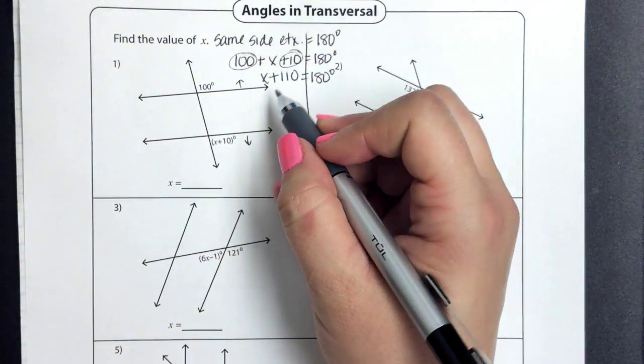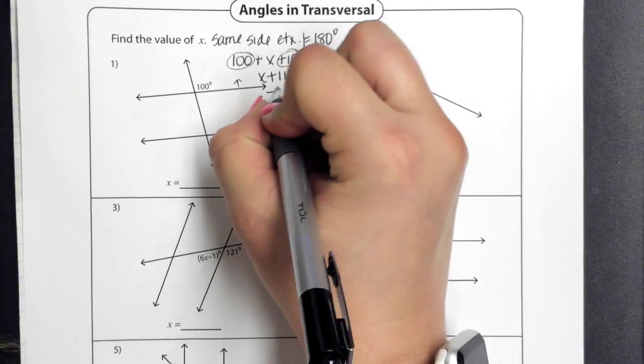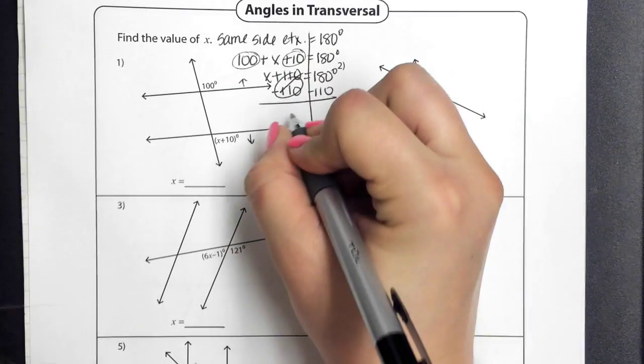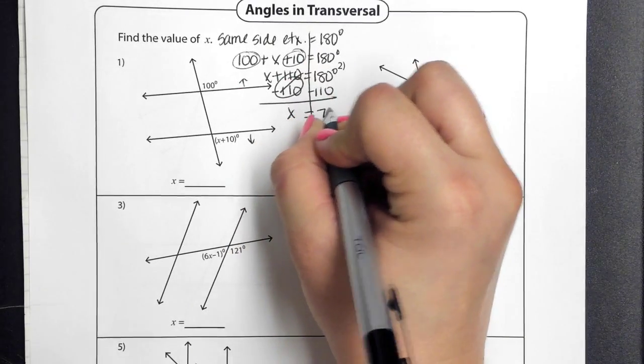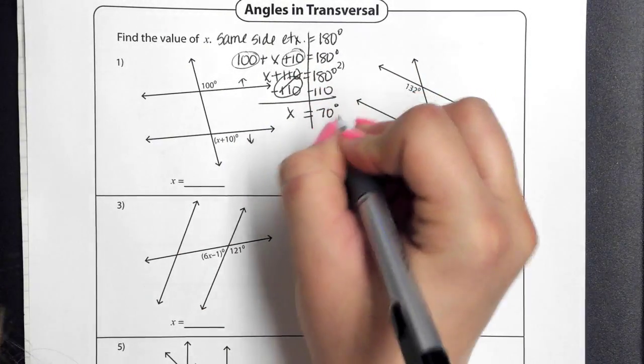I need to get rid of this positive 110 by subtracting it, inverse operations. And I get x is equal to 70 degrees.